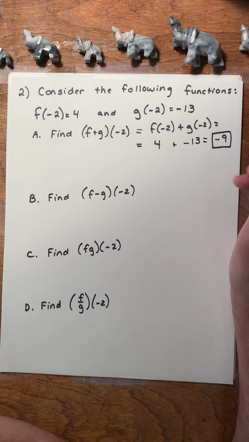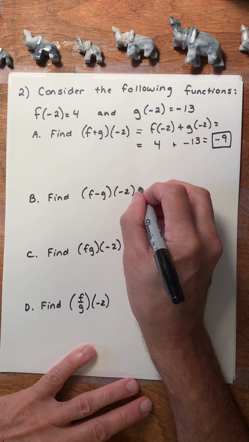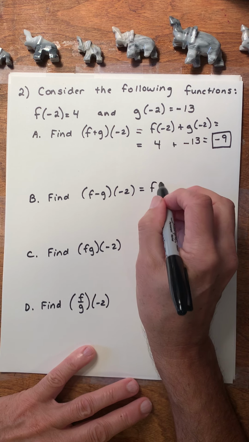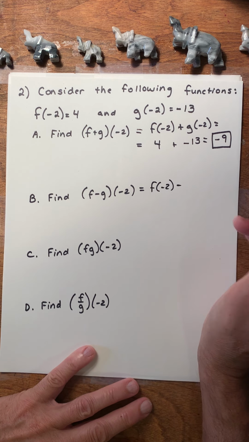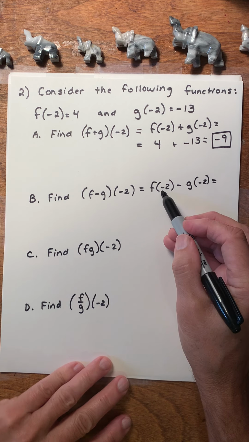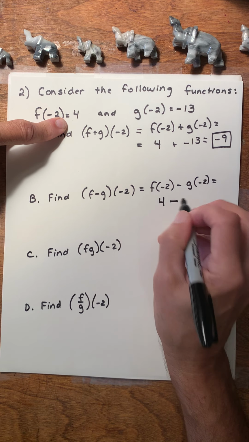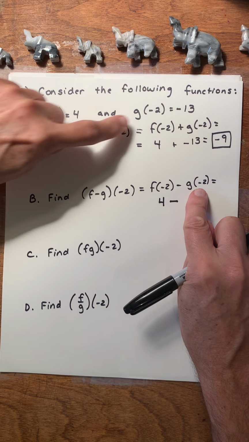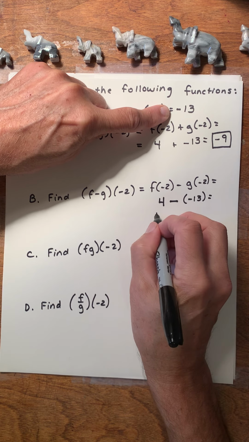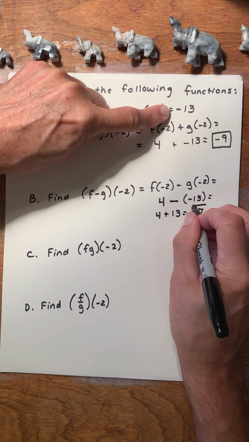Got it. Once I know the definition, it kind of simplifies nicely. F minus g of negative 2 simply means f of negative 2 minus g of negative 2. Again, I already know f of negative 2, it's 4, minus this time g of negative 2, which is negative 13. That's going to be 4 plus 13. No problem.